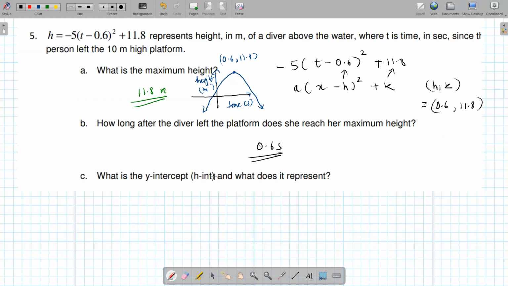C, what is the y-intercept and what does it represent? Now, the y-intercept represents the same thing as it would in the linear function. It's the initial height, or when time is 0. So that's the height that she was at before she jumped. So maybe the board is here, maybe the ground is here. The y-intercept is how high this is, the initial height of the diver. How do we find this in this case?